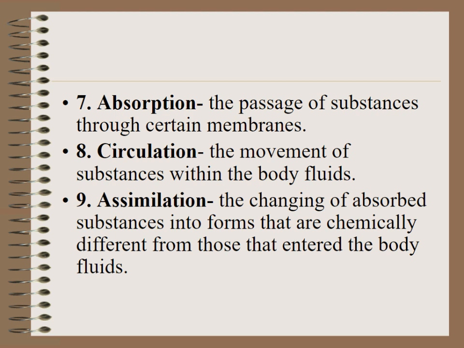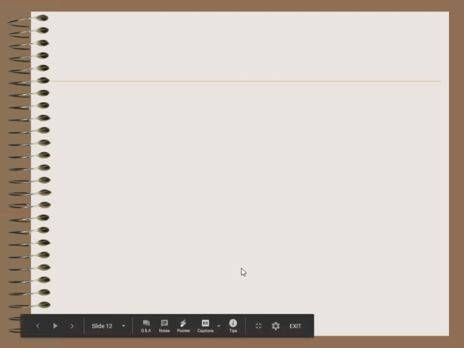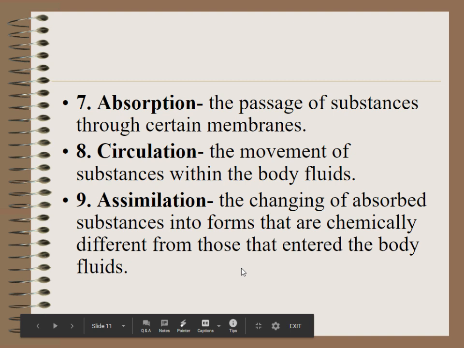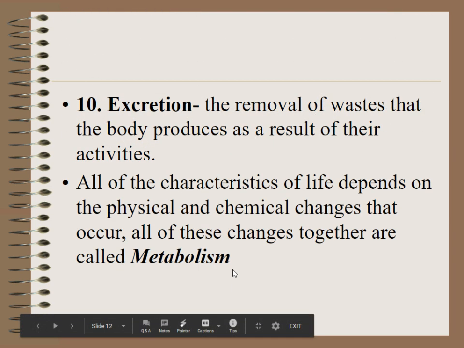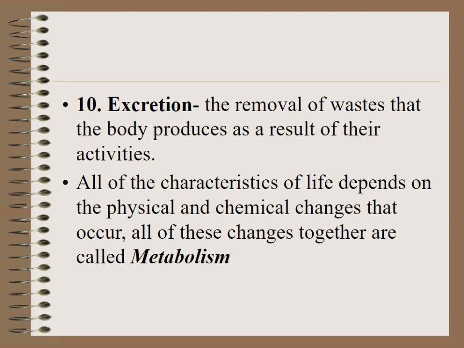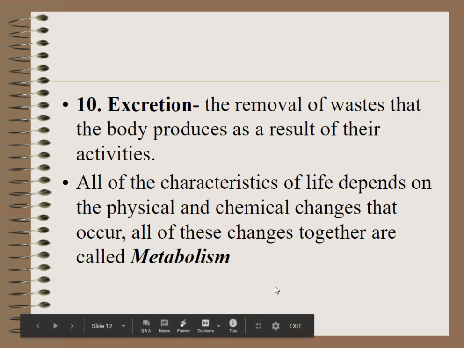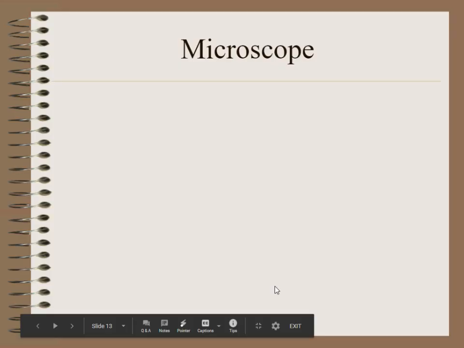Absorption: if a substance passes through certain membranes, that is a living object. If you cannot absorb something, you are not a living object. Circulation is the movement of a substance within body fluids, like the circulation of blood or of oxygen through the blood. Assimilation is the changing of absorbed substances once they come in the body, how we change that substance into energy. And excretion is the removal of waste. If you remove waste, this shows that you're living. All characteristics of life depend on the physical and chemical changes that occur. This is called metabolism. So all changes are called metabolism.